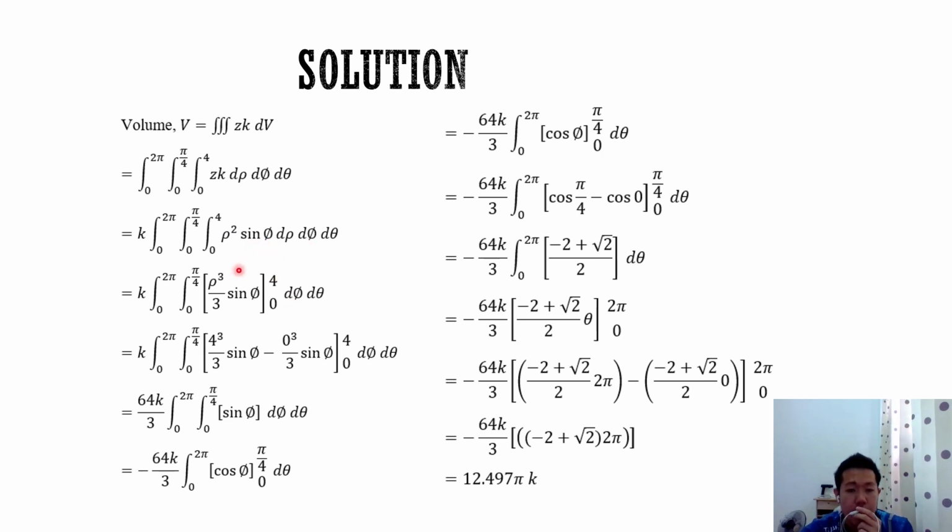So from there, first we integrate rho, so we get rho cubed over 3 sine phi. Then we insert the limits of rho from 0 to 4, and we get 64 over 3. Then we continue with the integrations, and at the end we get the value of 12.497 pi for the volume.